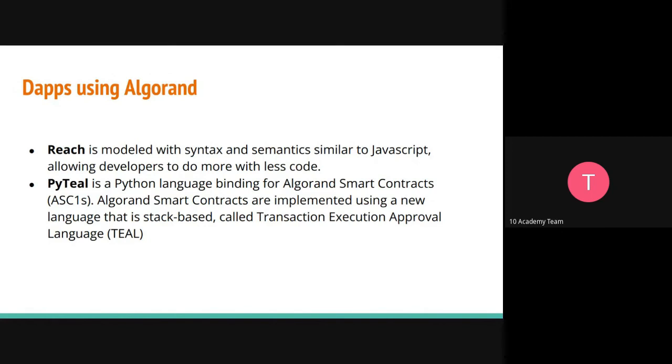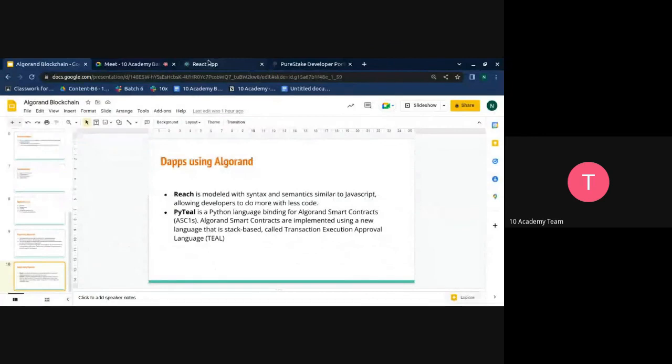PyTeal is a Python language binding for Algorand smart contracts. They're implemented using a different language that is stack-based. TEAL is the Transaction Execution Approval Language, and PyTeal is a Python implementation of TEAL. We can use PyTeal and Reach to design our smart contracts and to develop our dApps. So that's the first phase of today's session.